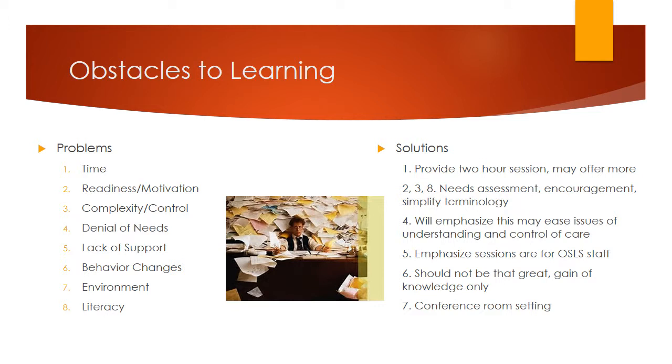Number 3 would be the complexity or the control, and that would be the encouragement, and that this is going to be done in an environment where they can stop and think, and not the hustle and bustle of some of the nursing homes. The fourth one is the denial of needs of education, and we will want to emphasize that there is something to gain from these, that there is some control of what they want to learn and what they want to understand more.